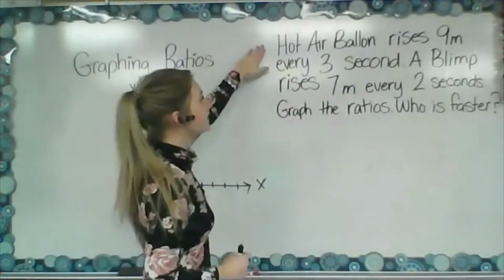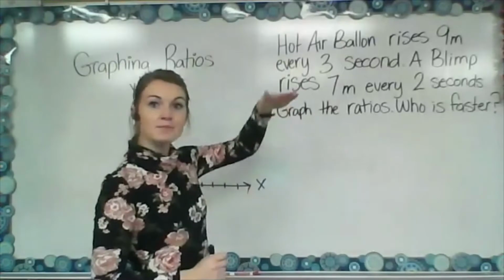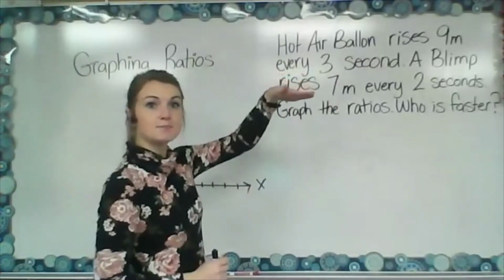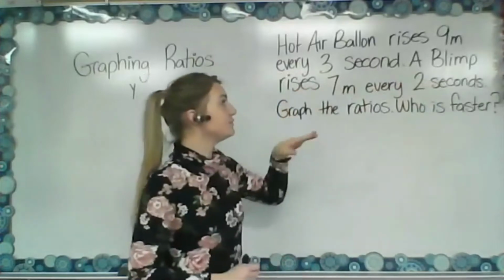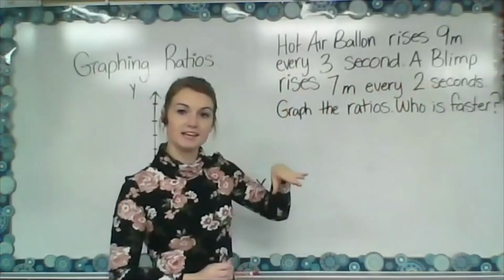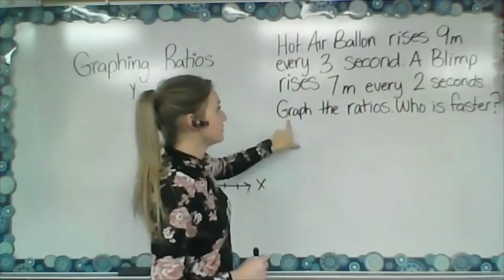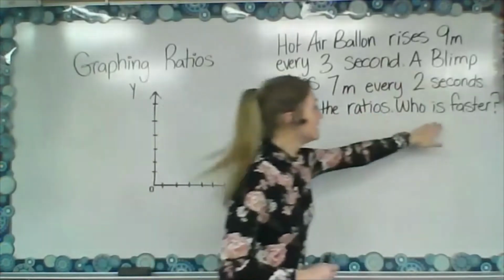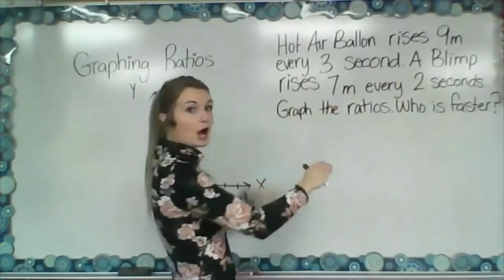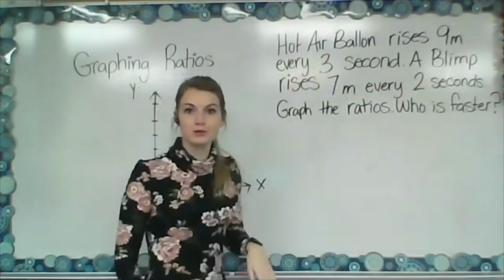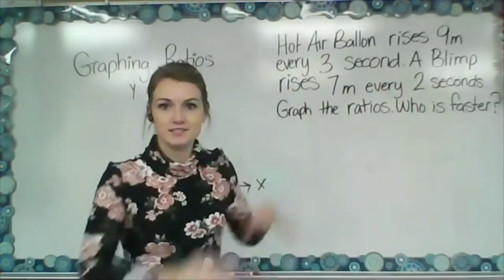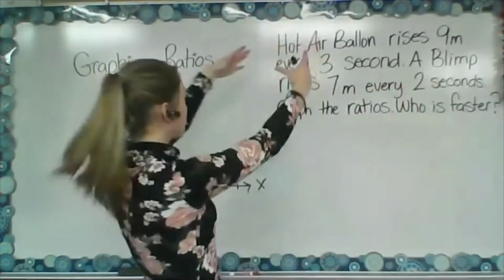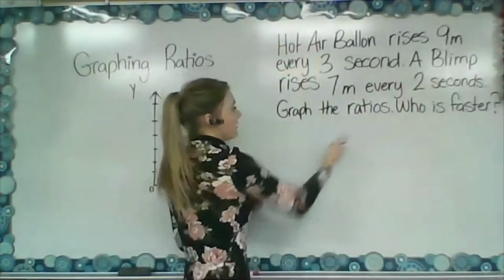So we have a hot air balloon that rises 9 meters every 3 seconds. We have a blimp that rises 7 meters every 2 seconds. So our directions say to graph the ratio. And who's faster, the hot air balloon or the blimp? Which one's going to rise faster? Now, you know what a hot air balloon is, right? The balloon with the basket. So that's what our first thing is. We have to graph the ratio.